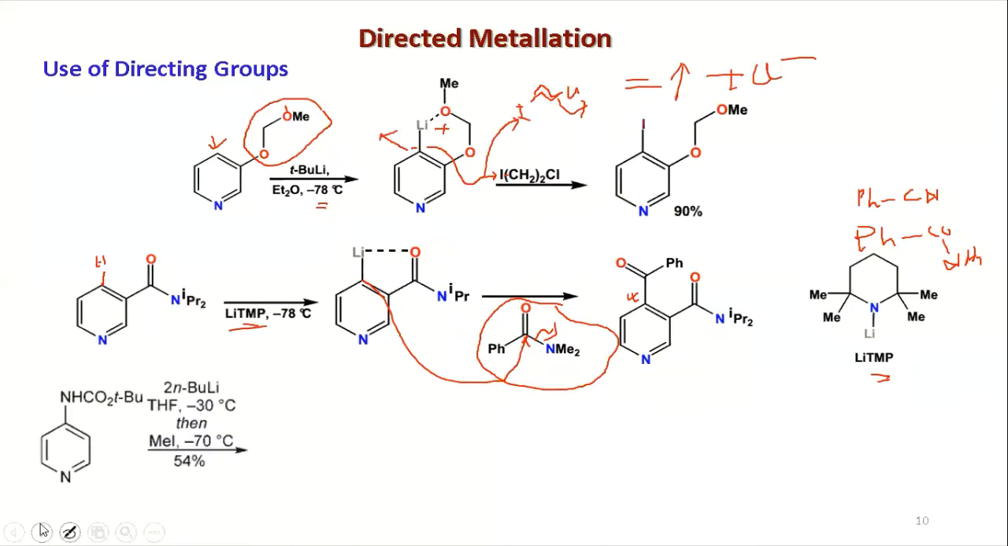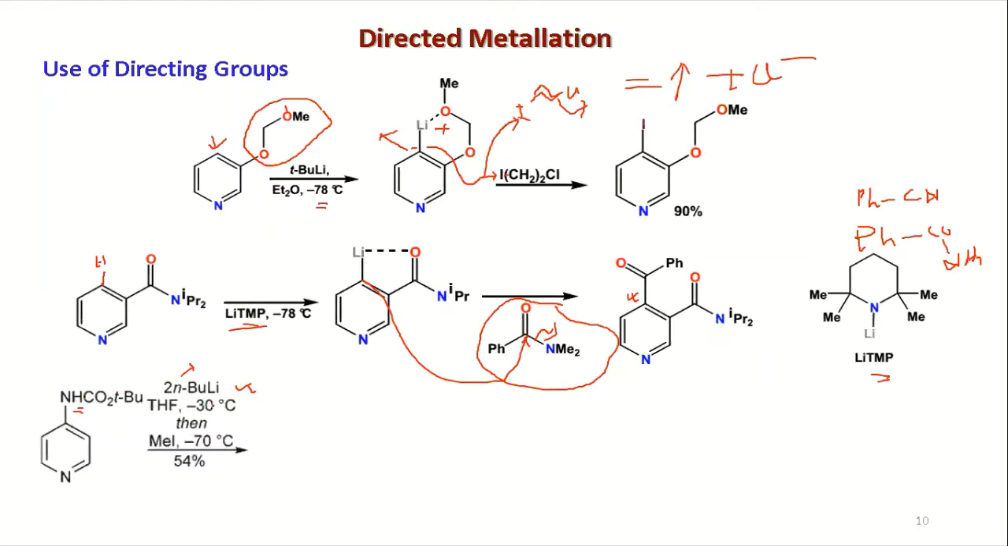Now look at another example. This example is a bit interesting. What you have here is this group, and you are using butyl lithium, two equivalents. One equivalent is going to abstract the proton here because you have the NH here and C double bond O, this ester group. That means this hydrogen is acidic. So if you use one equivalent, only the proton abstraction will take place here and nothing else is going to happen. That's why you have to use excess butyl lithium.